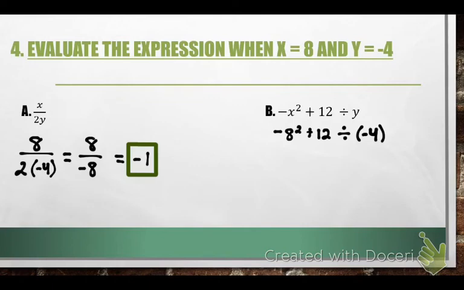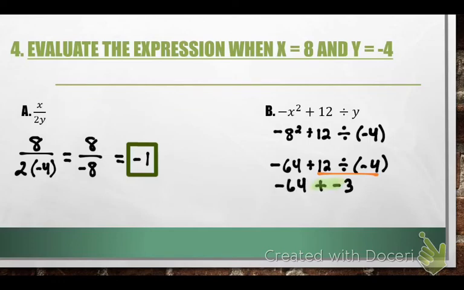Exponents, very good. Now, should I square the negative? No, it's not in parentheses, so we're just going to drop that negative down. Chris, what is 8 times 8? 64. Now I've got plus 12 divided by negative 4. According to PEMDAS, what should I do first? Divide. What is 12 divided by negative 4? Negative 3. Then I still got to bring down negative 64 and my plus sign.